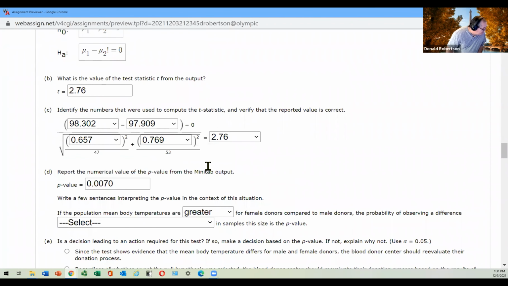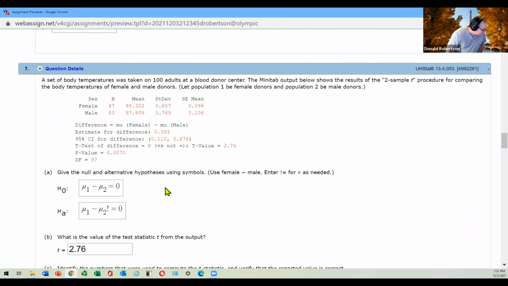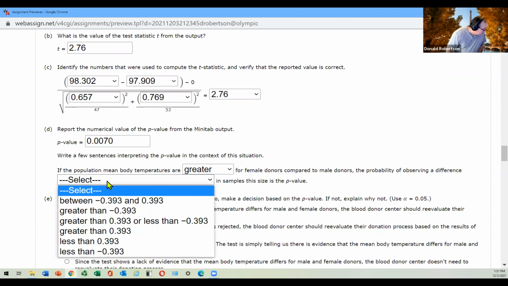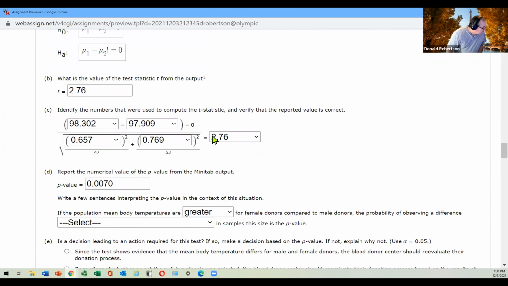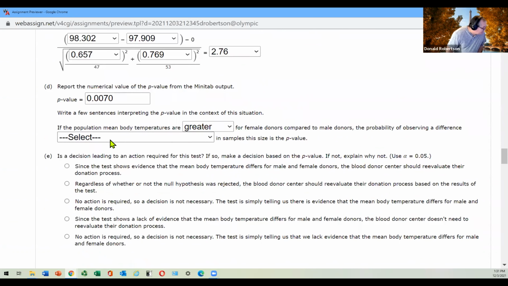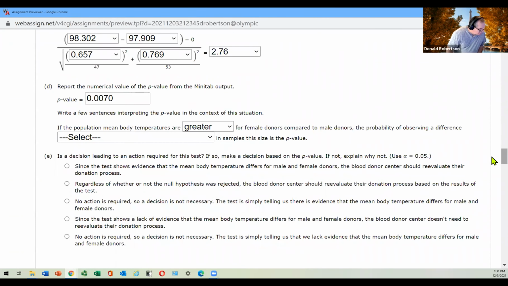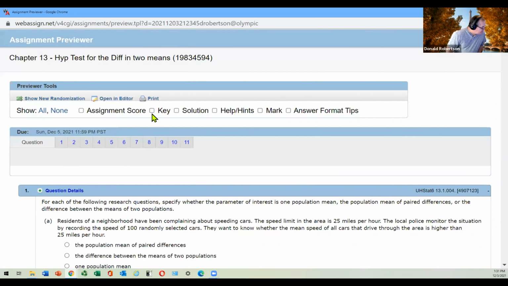I'm trying to find this number and I can't find it. What am I missing? It says the probability greater for female compared to male. The probability of the observed difference in samples this size is the p-value. Well, it's 2.76, but that's not there. Okay, let's figure out what my brain is not telling me.